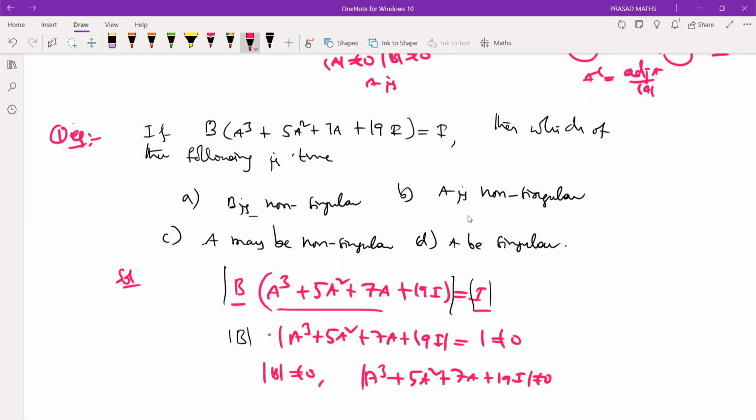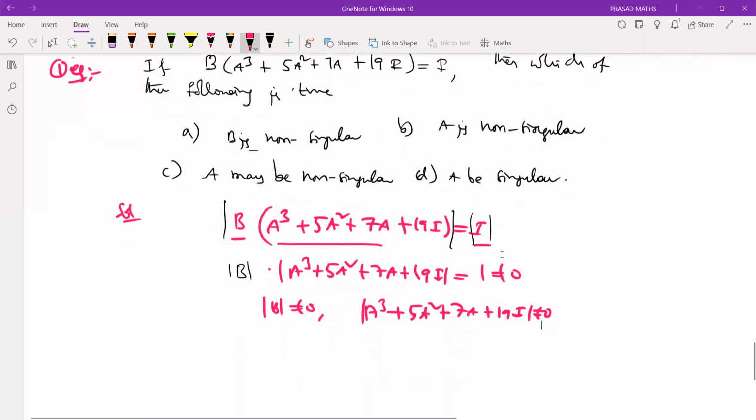A and B both are correct, right? No. What about this? Only B is non-singular. B is non-singular. This is what actually det of A cube plus 5A square plus 7A plus 19A is. This is non-singular. A may not be non-singular. We don't say actually whether A is singular or non-singular. Information is not given. We are getting only that B is non-singular. Information is not given about A cube or A. Information is not sufficient. Therefore, what is the answer? B is non-singular. So this question was asked in CSIR.